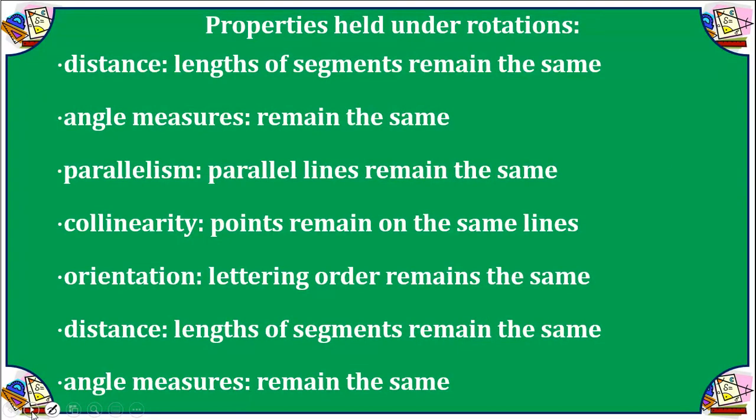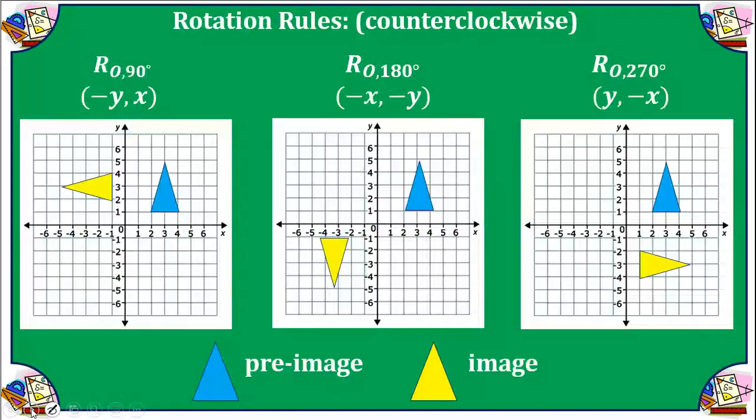Here are some properties under a rotation, and the main idea is that it is a rigid transformation, meaning the result after the rotation is a congruent shape. All corresponding sides are congruent and all corresponding angles are congruent. Again, this is a rigid transformation. So let's talk about the rotation rules. And again, we're going to focus on counterclockwise. We will take a look at the rules for clockwise.